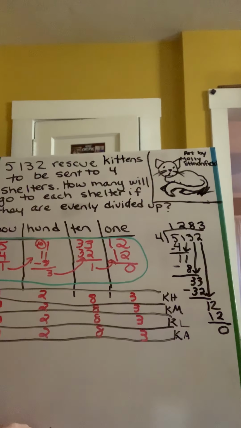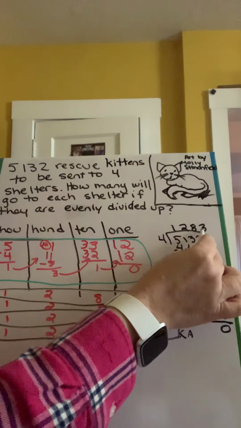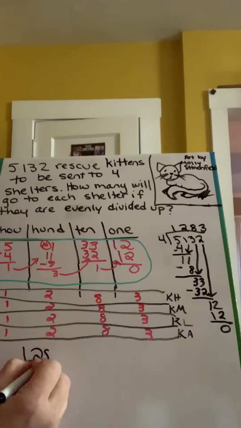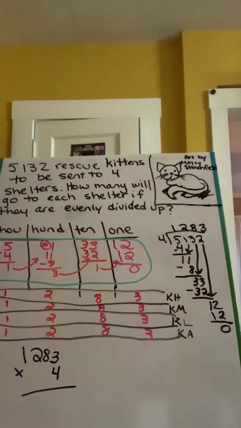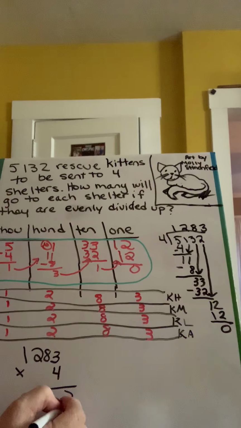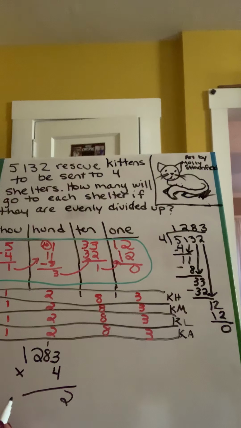So as a final check, I would say multiply 1,283 times 4. 3 times 4 is 12. And if you want to pause the video here, do this on your own, and then check it when you're ready. I'll give you a second to pause.